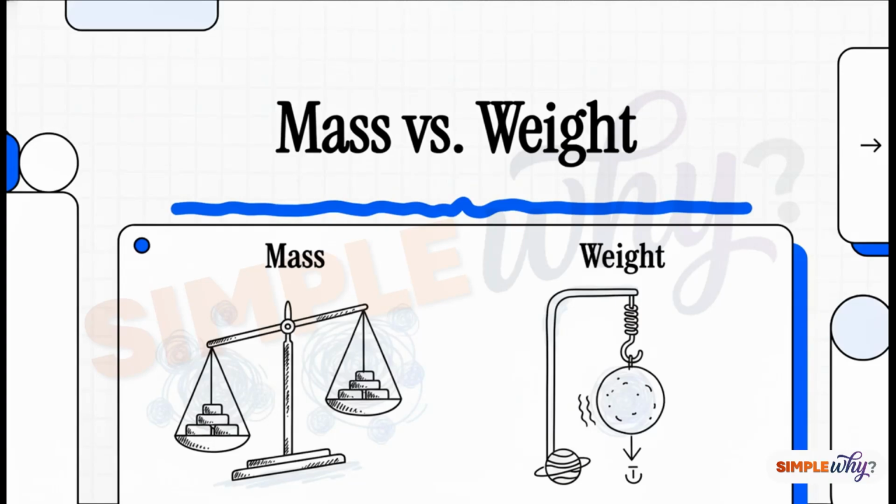Hey, have you ever said something like, "Oh, that has a weight of 10 kilograms?" I bet you have. We all do it. But in the world of physics, that's actually a classic mix-up. So today, we're going to clear up that confusion once and for all. Let's find out what the real difference is between mass and weight.